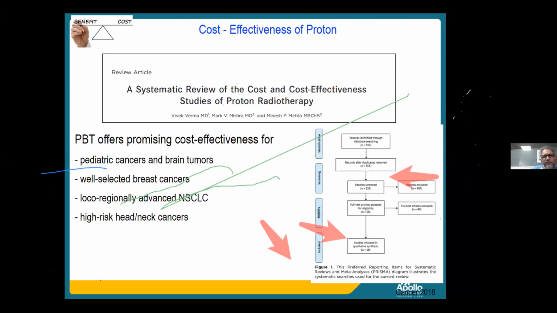One of the other things which people ask us is about cost effectiveness. I'll take a minute on it. I know I'm almost close to the time. I think I should be finished in 2-3 minutes.